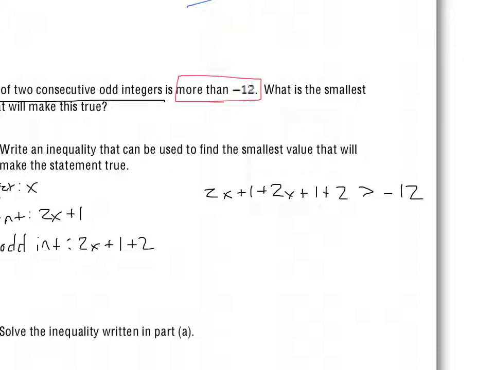Now, we definitely want to simplify this, and we simplify this just like we simplify an equation. So let's go ahead and take this side and combine our like terms. Go ahead and do that now. So when we combine our like terms, we should get 4x plus 4 is greater than -12.